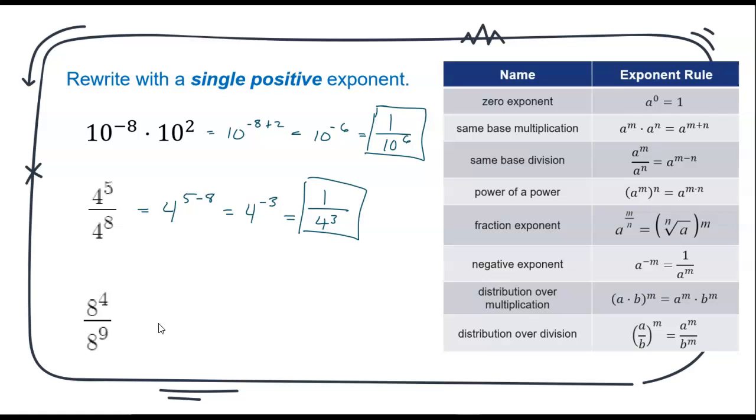And the last one on this page, 8 to the 4th over 8 to the 9th. We're going to use that same subtraction because of the same base division rule. 8 to the 4 minus 9, numerator minus denominator. This will be 8 to the negative 5. We use our negative exponent rule, rotate that negative around to the 1. We get 8 to the 5th on the bottom.